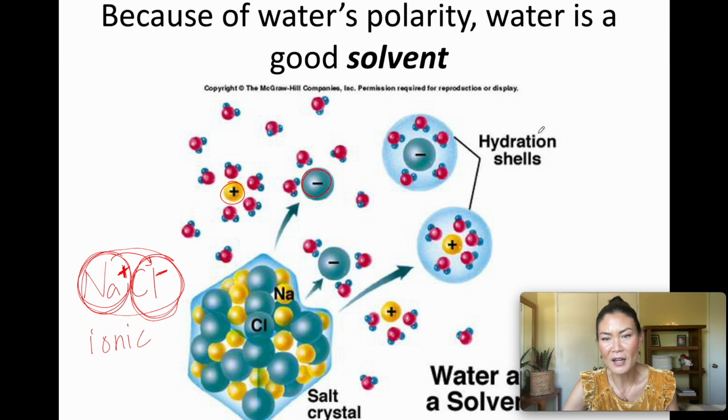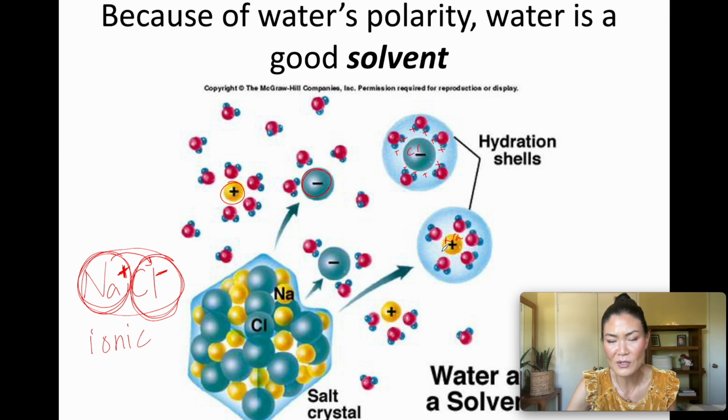Okay? So we call that a hydration shell when water molecules surround the ion. And notice, in the negatively charged chlorine ion, what part of the water molecules are facing it? It's the positive hydrogens. See that? So the positive hydrogens are facing the negatively charged chlorine ions. And so they form a shell. They surround it, separating the negatively charged chlorine ion from the positively charged sodium ion.